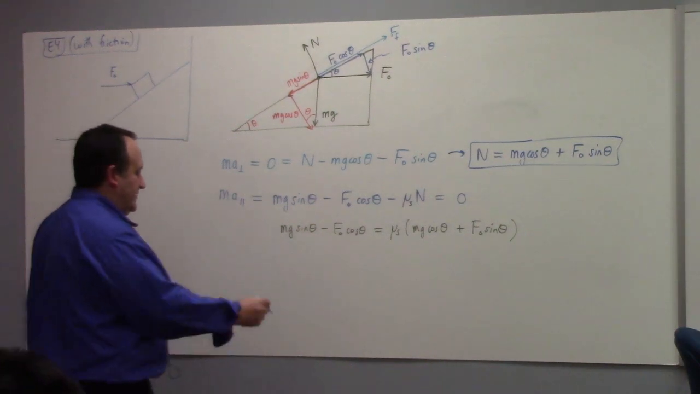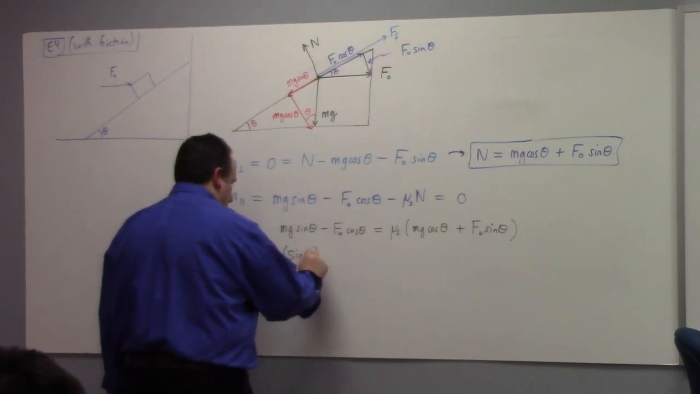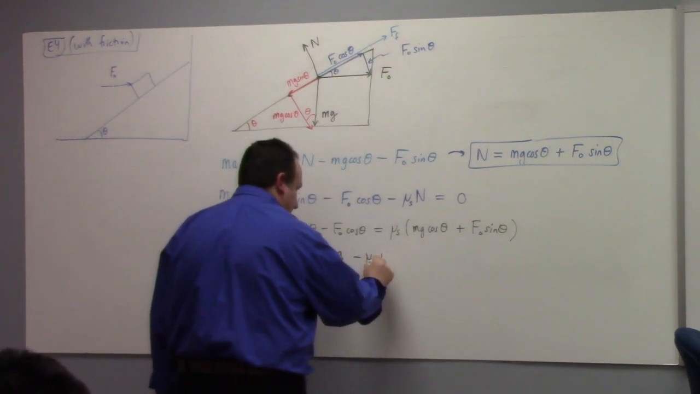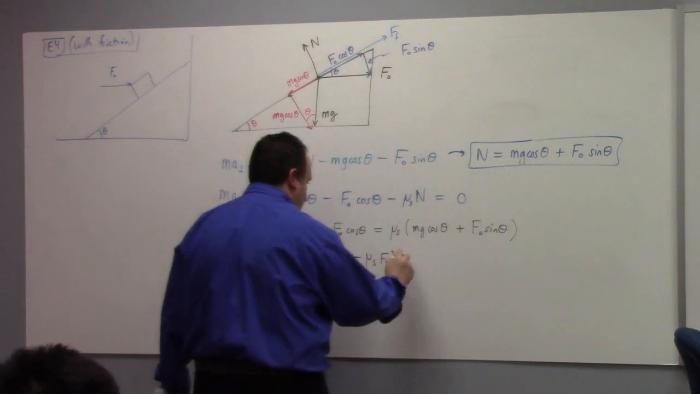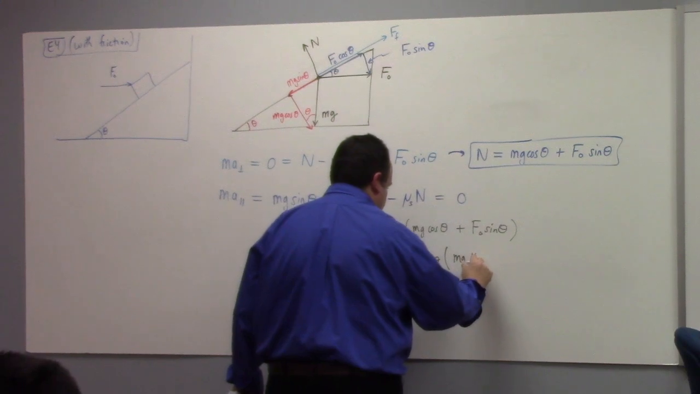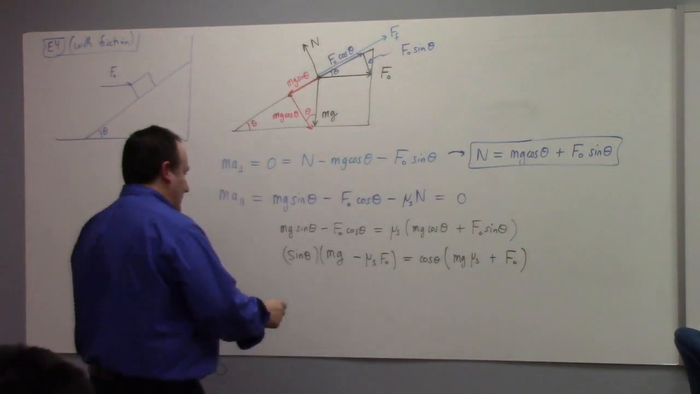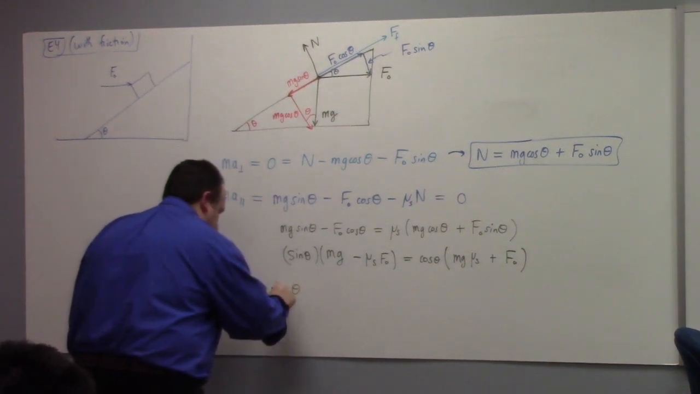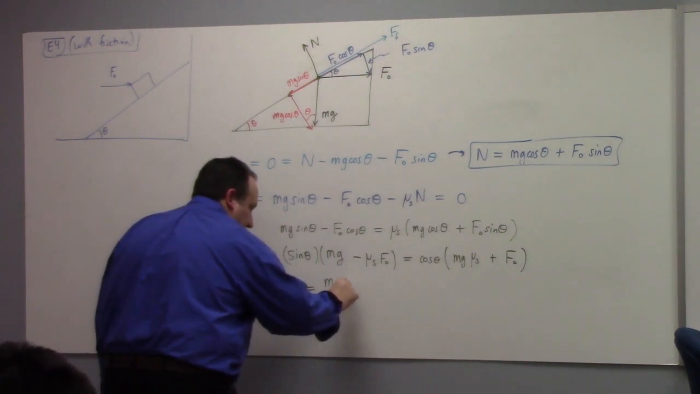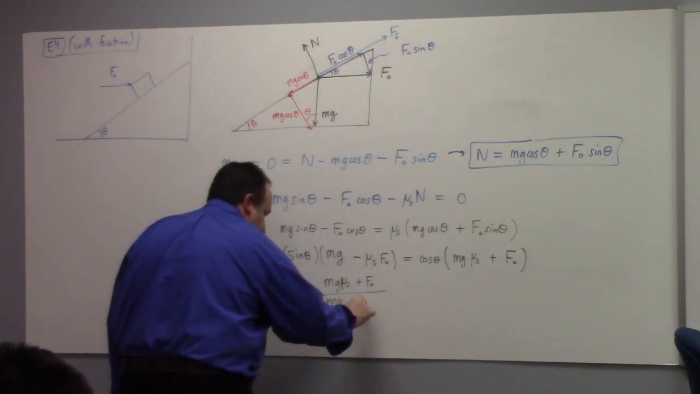I guess I can, let's factor sine theta out, yeah? So we've got sine theta times mg minus mu sub s f0, right, is equal to cosine theta times mg mu sub s plus f0. And then I can solve for tangent theta equals mg mu s plus f0 divided by mg minus mu sub s f0.